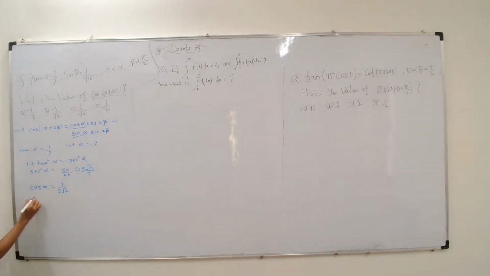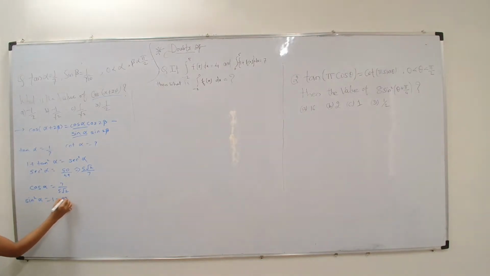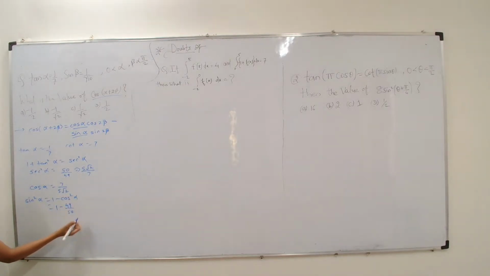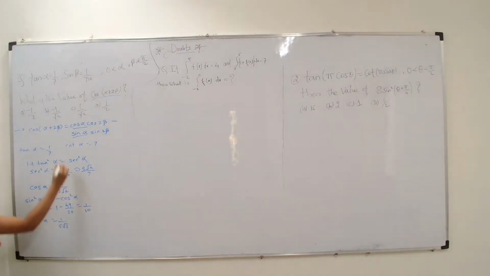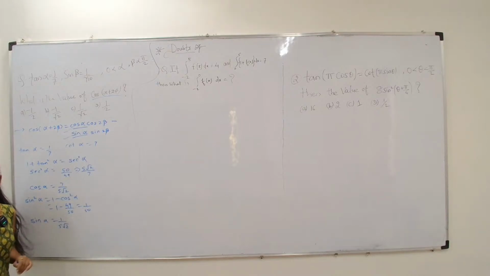Sin square alpha is 1 minus cos square alpha. Right? That is 1 minus 49 upon 50. Is it? For 50 minus 49 is 1 by 50. So sin alpha is 1 upon 5 root 2. Done with the sin alpha and cos alpha. ठीक है, cosec sec cot doesn't matter.